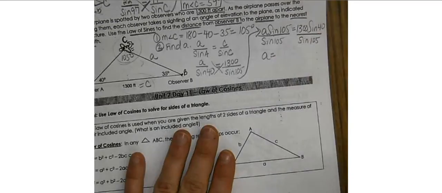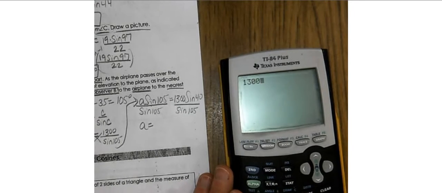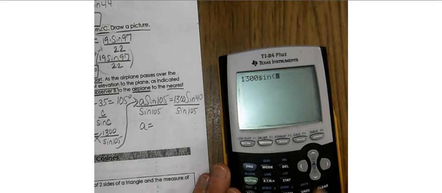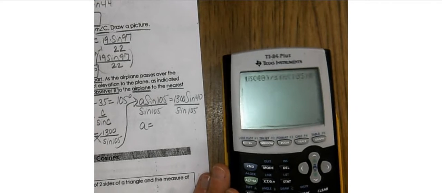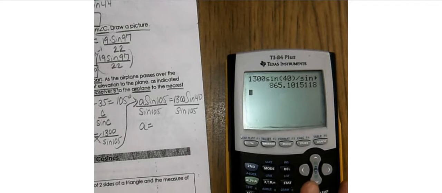And when you put that into your calculator, so if I were to put that into my calculator, that's going to be 1,300 times the sine of 40 divided by the sine of 105. That equals 865.10. So that's 865.10 feet. And that is our answer, as well as the end of today's lesson.